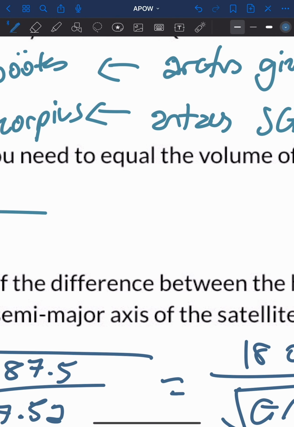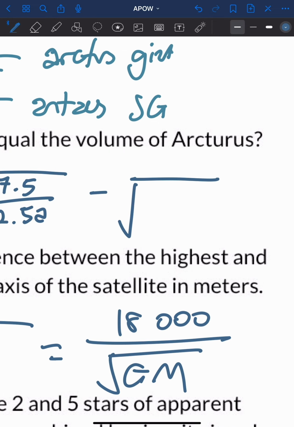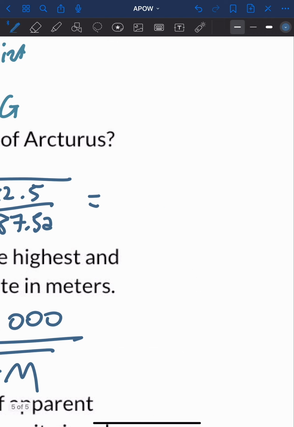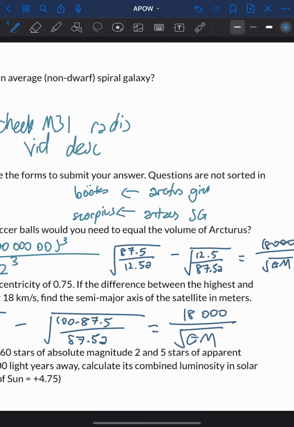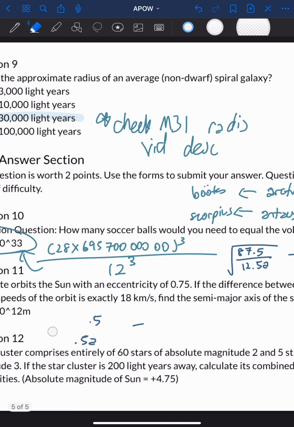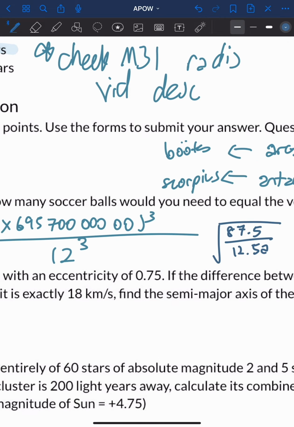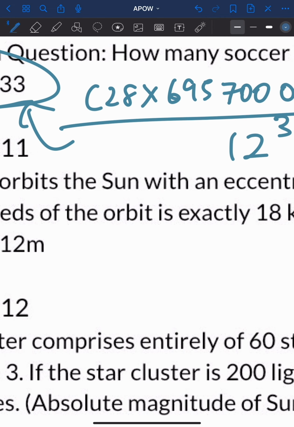So now we remove this so that I can write it back up here again, which is basically just saying that 7.5 over 12.5a minus 12.5 over 87.5a is equivalent to 18000 over square root GM. And then you need to make this observation. But what is this observation? Well, it's the observation that actually 12.5 multiplied by 7 is 87.5. And what does this mean? This means a lot of things actually, because this means I can express it as this. Square root 7, right?